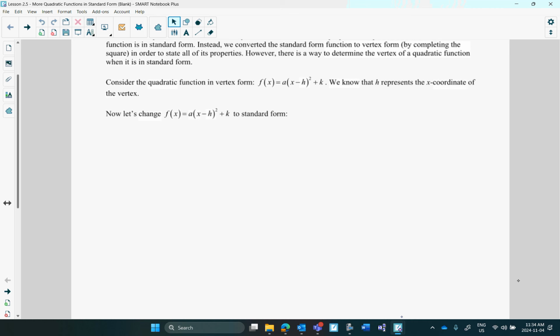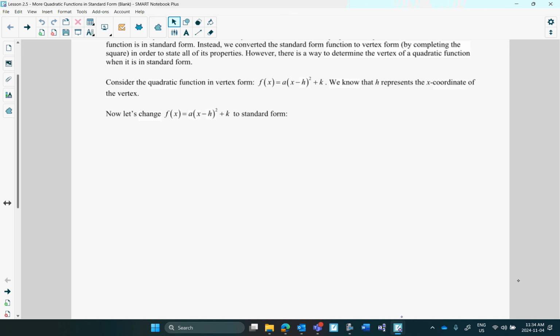However, there is a way that we can calculate the vertex if it's in standard form. Now, what I'm about to do here, first, step one, remain calm, because I'm going to be doing some algebra, and it's going to look a little complicated. But try and follow along as best you can. Are you going to be asked to do this on your own? No. But I do want to show you where it comes from rather than just giving you formulas.